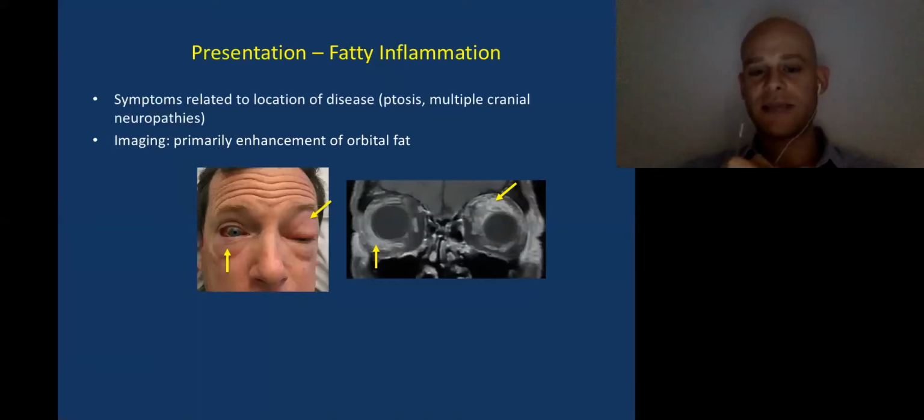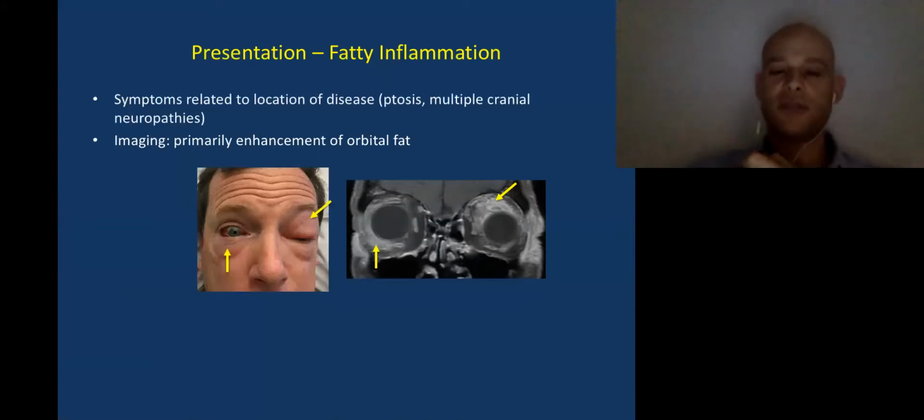So here's that exact same patient. Here's his MRI, and you can see the fat surrounding the superior rectus on the left side that's enhancing, and you can see the infratemporal fat on the right side that's enhancing.